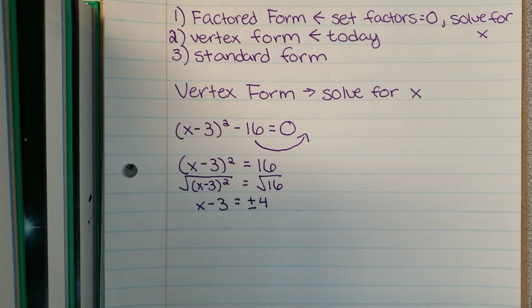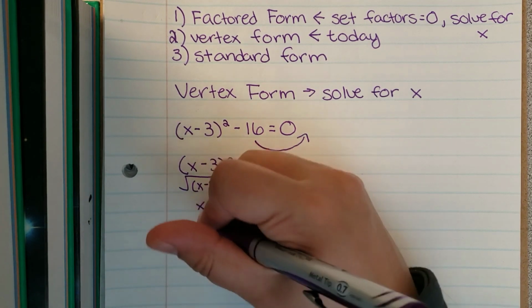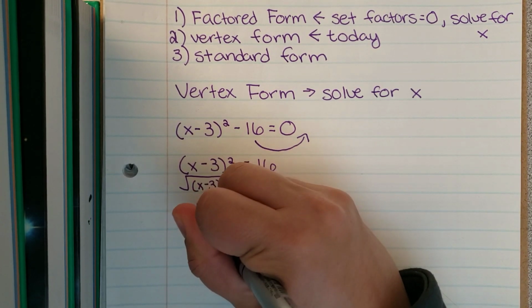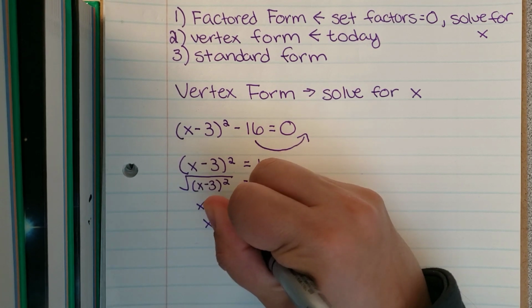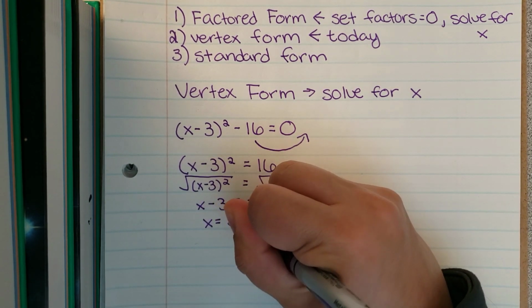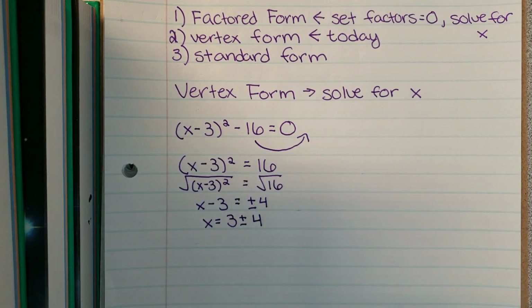So then how do we finish this up? Well, we have x minus 3, and we undo subtraction with addition. So what we are going to do is x equals 3 plus or minus 4. So remember, plus or minus is a lazy mathematician's way of writing 2 equations in one. This is 3 plus 4, and it's also 3 minus 4. So we're going to have 2 solutions.